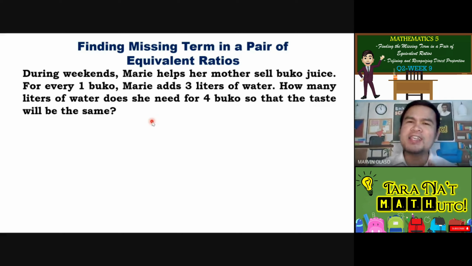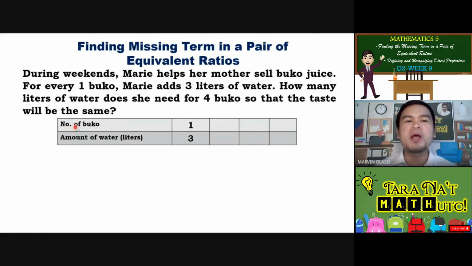Okay. So let us now plan. So by using a table, we can solve a problem. So paano yon, no? So how are we going to use the table? So let's try. This is now the table. So we have number of buko. So according to the problem, we have 1 buko, di ba? Then we have the amount of water in liters. So according to the problem, we have 1 buko, 3 liters. So let us get first step by step. What if, kasi ang hinahanap natin ay 4 buko, isa-isahin natin.